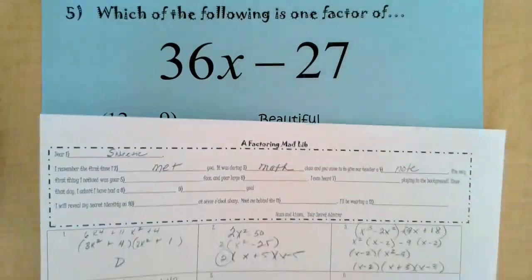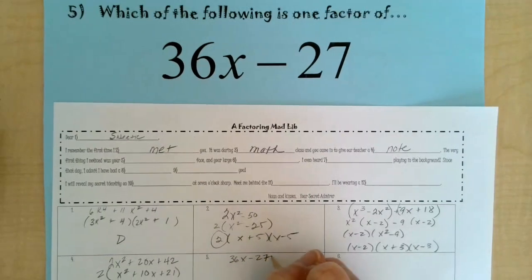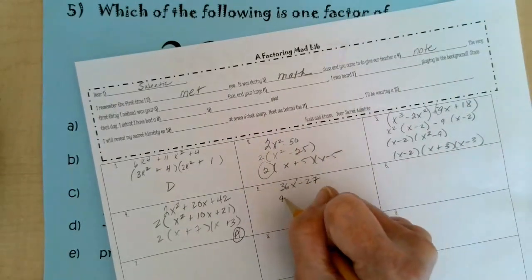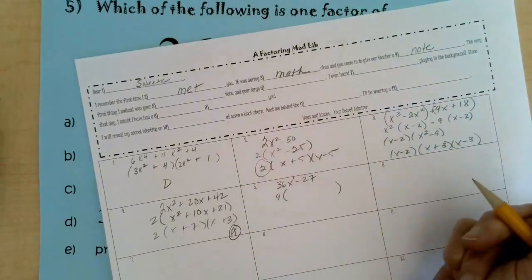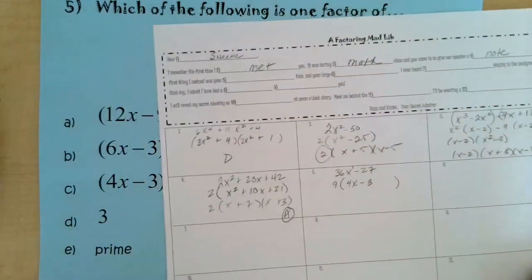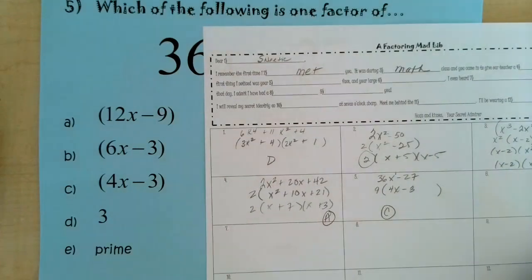Number 5, I have 36x minus 27. This is to the first power, so I can't break down those x's, but I sure can take a 9 out, and that gives me 4x minus 3. Looks like choice C to me.